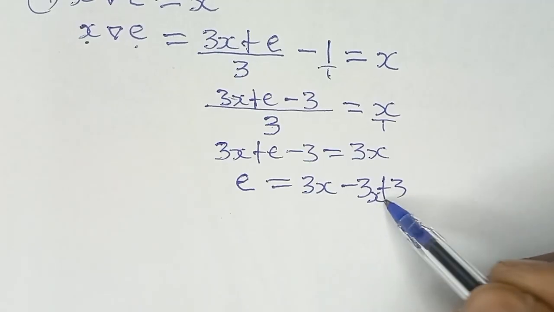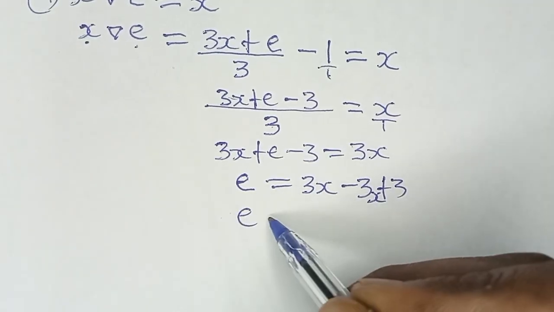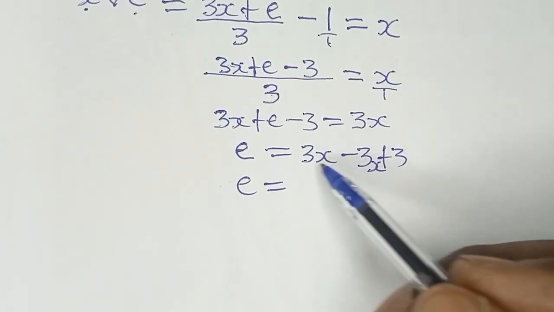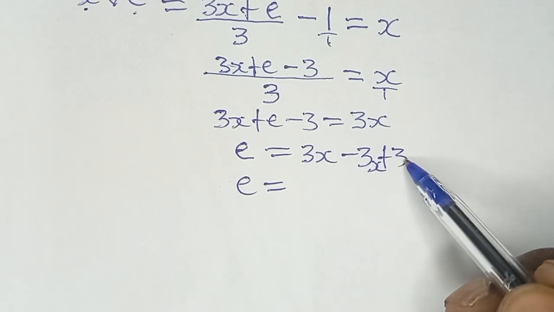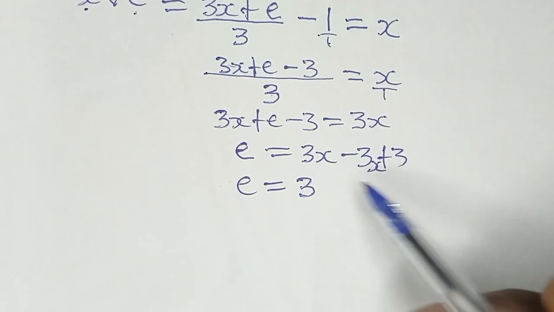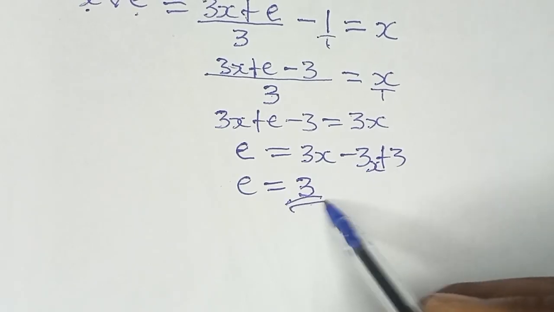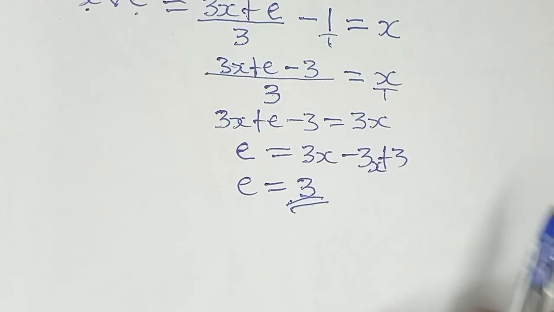So finally we have E, the identity element, equal to 3x minus 3x, which is 0. So this cancels out, and we are left with only positive 3. So the identity element is equal to 3. So that is how to find the identity element.